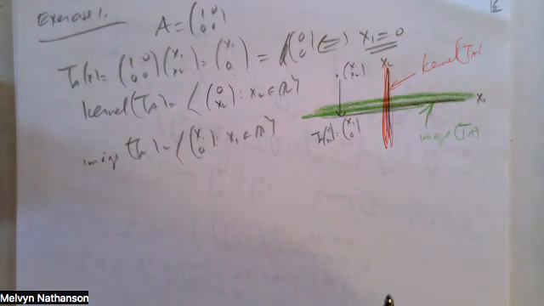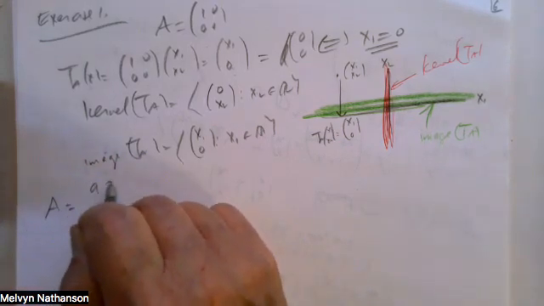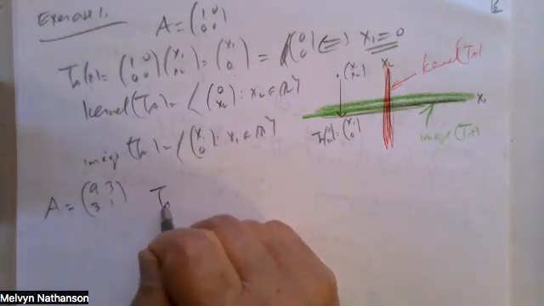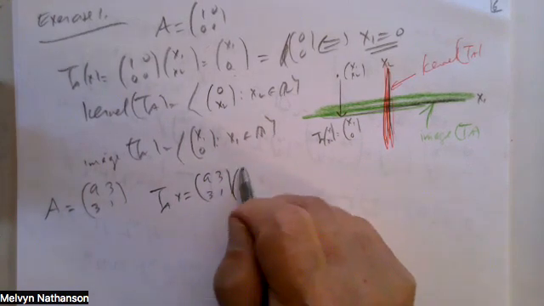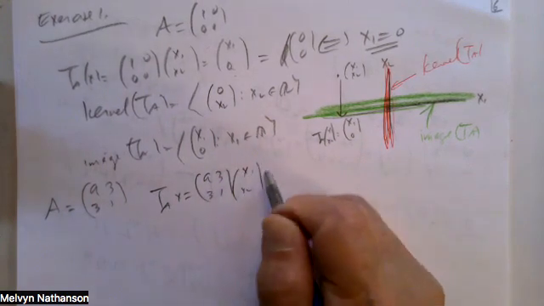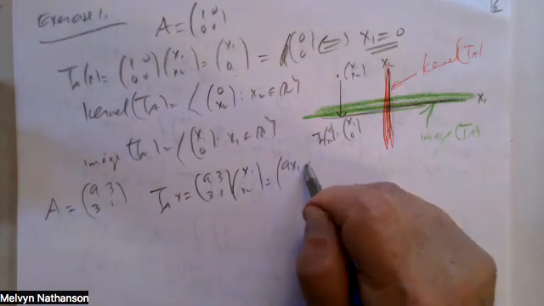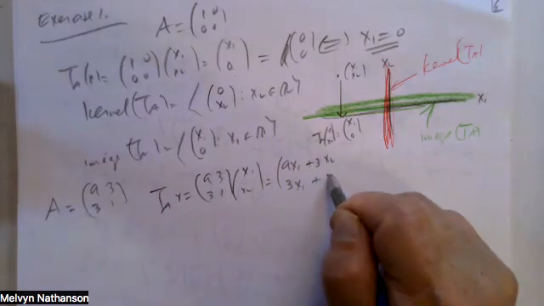Any questions about that? The second part of this exercise is a different matrix. Look at the matrix 9, 3, 3, 1. So T sub A of x is 9, 3, 3, 1 applied to a vector x1, x2. That's 9x1 plus 3x2, 3x1 plus x2.